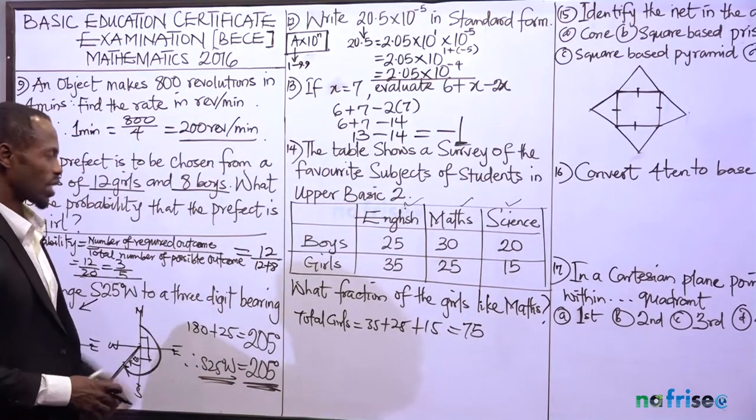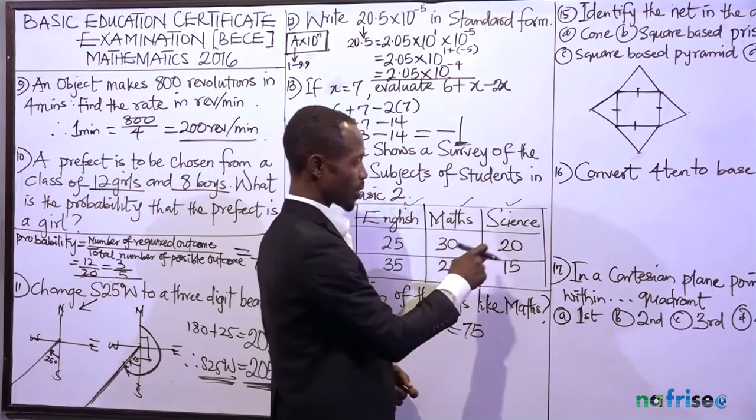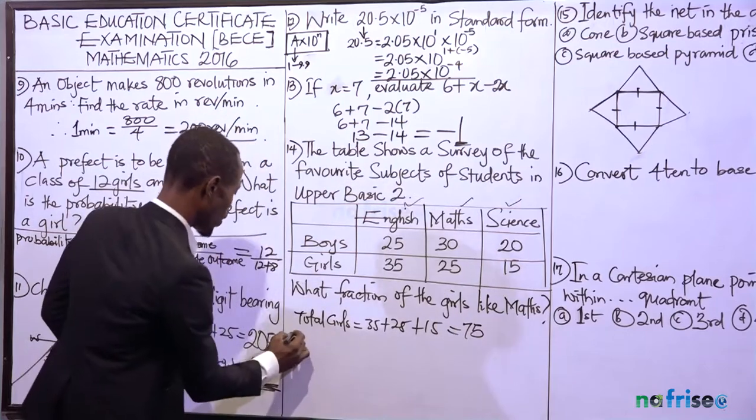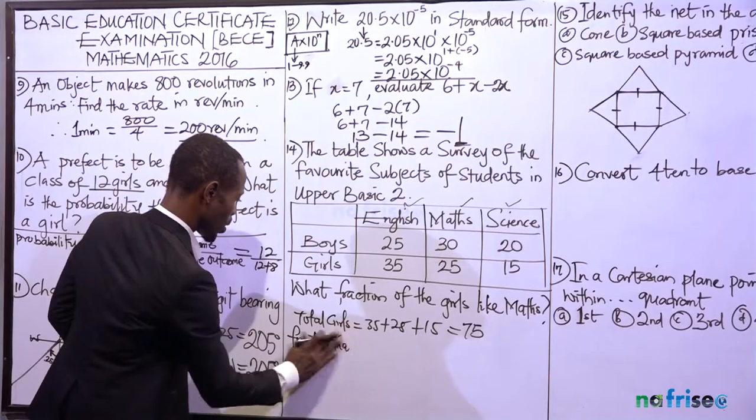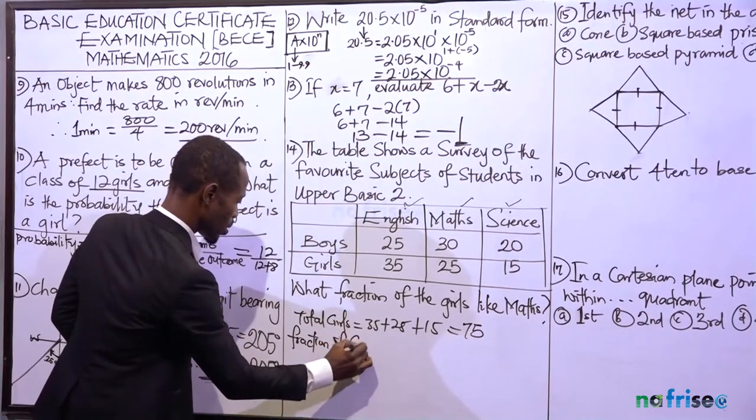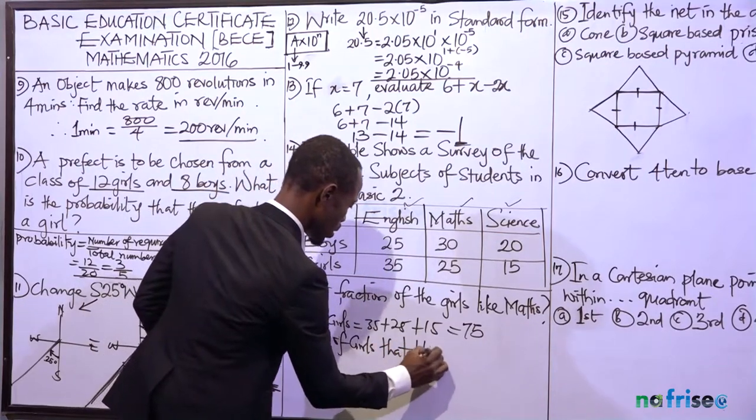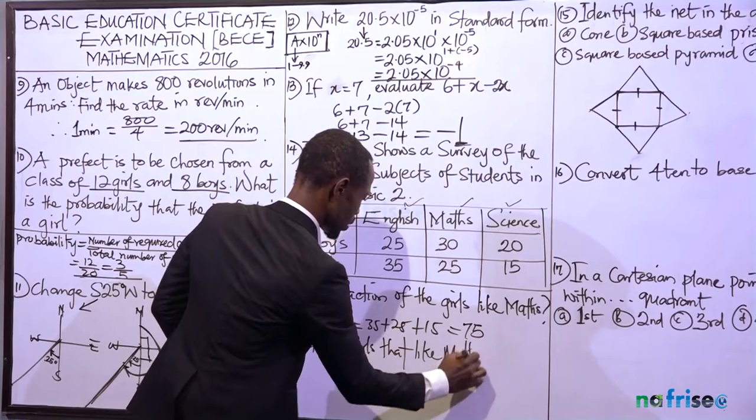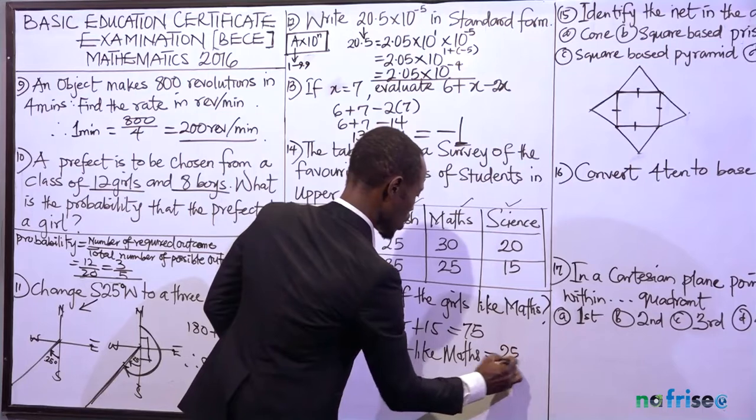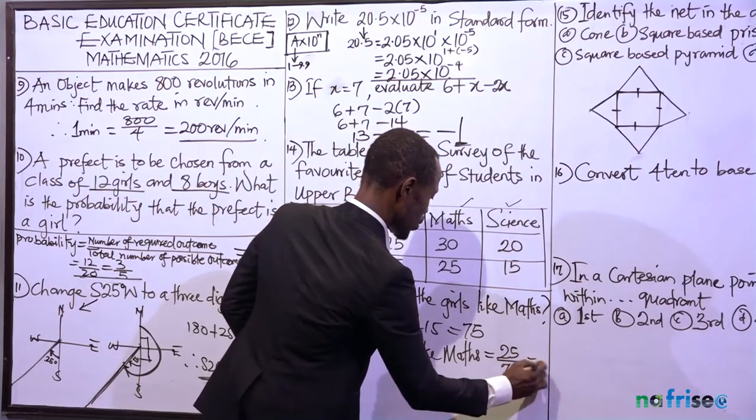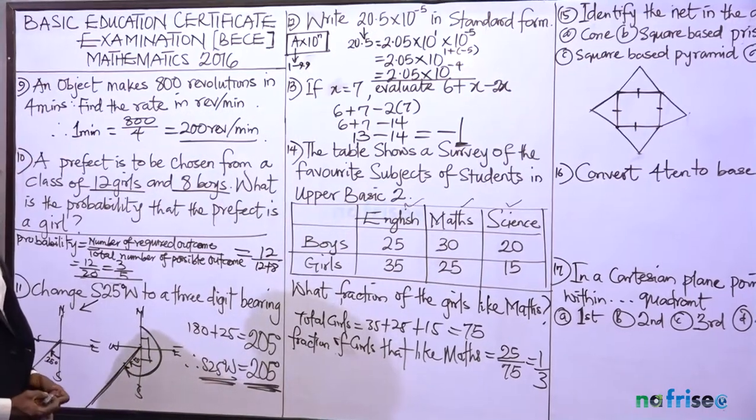Okay. Now they say, what fraction of the girls like maths? These are the girls. 35 like English. 25 like maths. 15 like sciences. So the fraction of girls that like maths, put it as mathematics, but maths equals what? 25 over 75, which is what? 1 over 3. So 1/3 of the girls like maths.